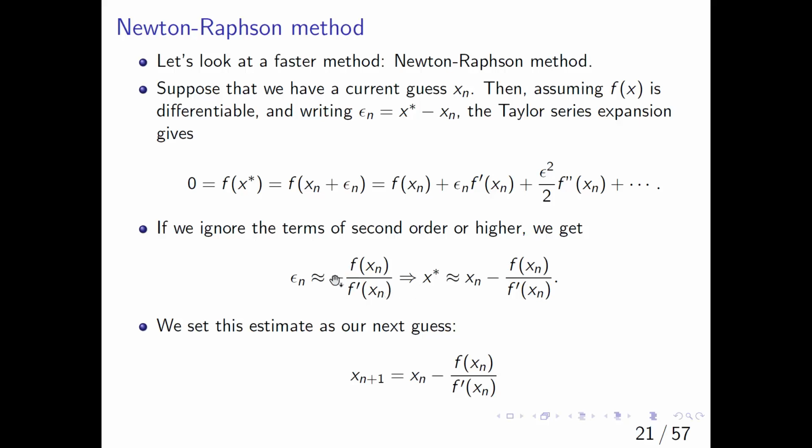Once we know epsilon n, we know x star can be approximated by xn minus this term, because x star equals xn plus epsilon n, and epsilon n is this expression. So x star can be approximated by xn minus f(xn) divided by f prime(xn). Essentially, this tells us that if we already have the approximation from the current step n, which is xn, we can get the approximation for x star by this expression.